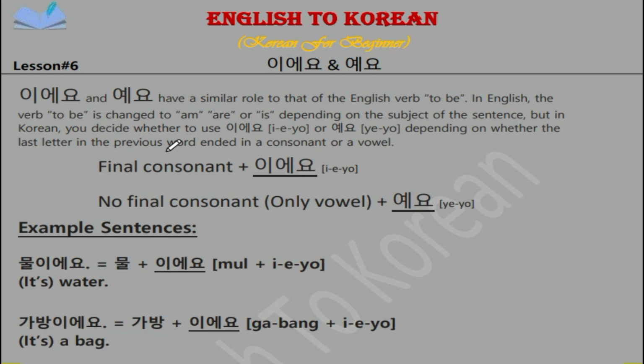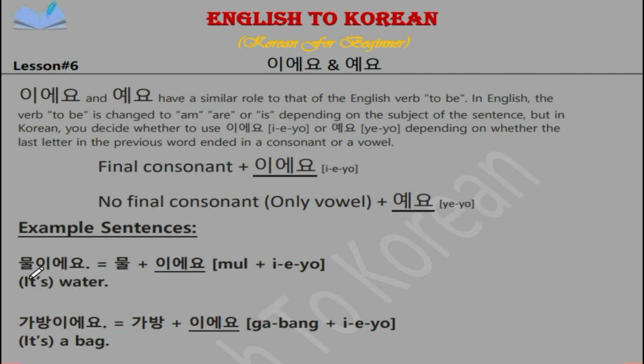If the last letter in a previous word ended in a consonant, we will use EAO. And if the last letter in the previous word ended in a vowel, we will use YEO. So let's understand with the example sentences.